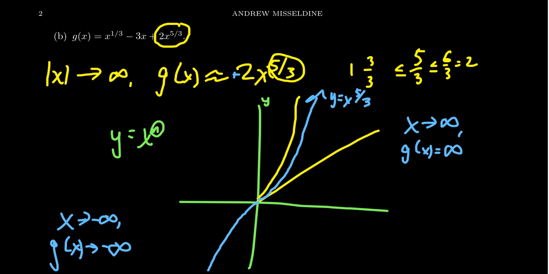So we see that. Because again, we're not graphing g of x right now. We're thinking of what does the graph of 2x to the 5/3 look like without the use of our calculator. We can of course help ourselves with a calculator, but we don't need it necessarily. We can determine how this power function behaves from what we've done previously. And then that'll determine the end behavior of g as well.